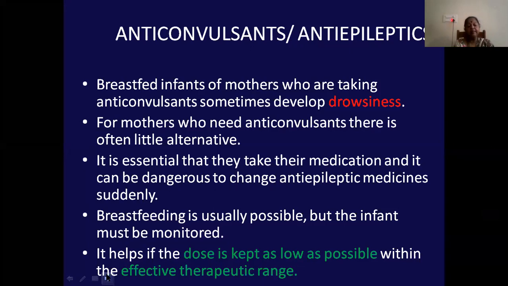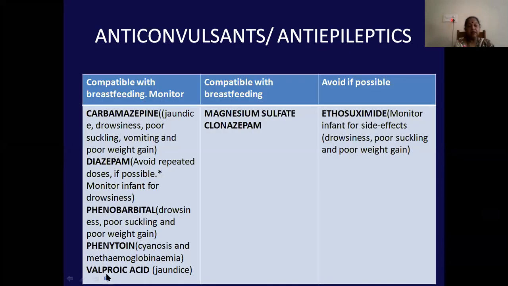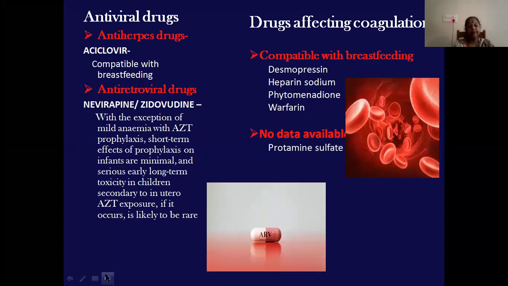So it is the same as anti-epileptics when you are giving them during the antenatal period. These are compatible with breastfeeding, though you have to monitor: carbamazepine, diazepam, phenobarbital, phenytoin, and valproic acid. And you have to avoid ethosuximide because of infant side effects. So these are a few of the monitoring steps you should do whenever you are giving anti-epileptics.